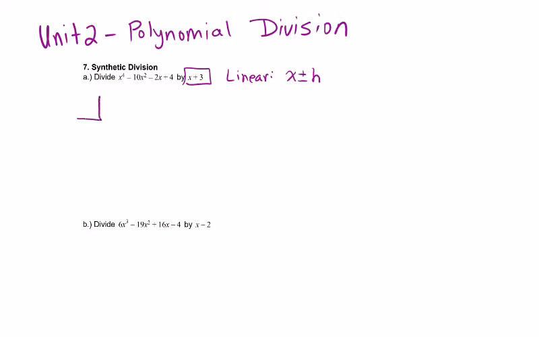So what we're going to do is put on the outside here the 0 of the function. So if our factor is x plus 3, that means our 0 is negative 3. We take what we are dividing by, set it equal to 0, and get that. Across the top, we are going to put the coefficients of the other part.